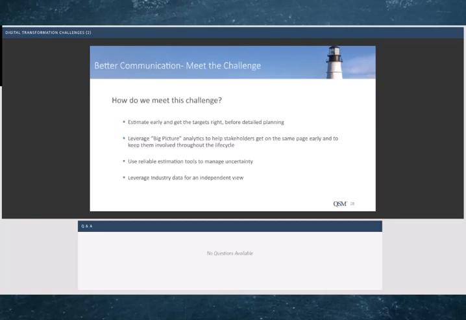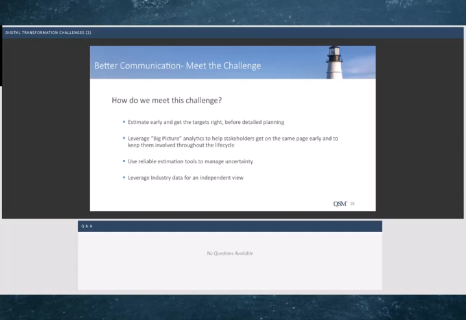How do we meet this challenge? Number one, estimate early, get the targets right before detailed planning. Number two, leverage big picture analytics. Like I just mentioned, get those to the stakeholders, get that to senior management so they can see, and everybody's on the same page from start to finish, so there are no surprises. To do that, you're probably going to need good tools or a good process, good people working for you to help you manage that uncertainty.